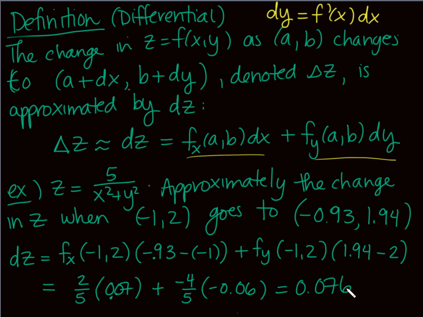So again, what does that mean? This is the approximate change in my function value if I make a small change in my x and my y. And the actual change, they show you in the book, if we actually plugged those numbers into the function itself and took the difference, was 0.08, so it was a pretty small change. The approximation has about a 5% error, not even a 5% error.